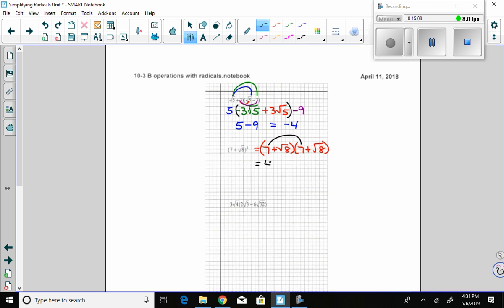7 times 7 is 49. 7 times the square root of 8 is 7 square roots of 8. I have a second one of those, 7 square roots of 8. And the square root of 8 times the square root of 8 is just that, 8. My middle two terms can get combined, and my outer two terms can get combined. So 49 plus 8 is 57. And then 7 root 8 plus 7 root 8 is 14 root 8. Again, pause if you need to, so that you guys can figure this out.